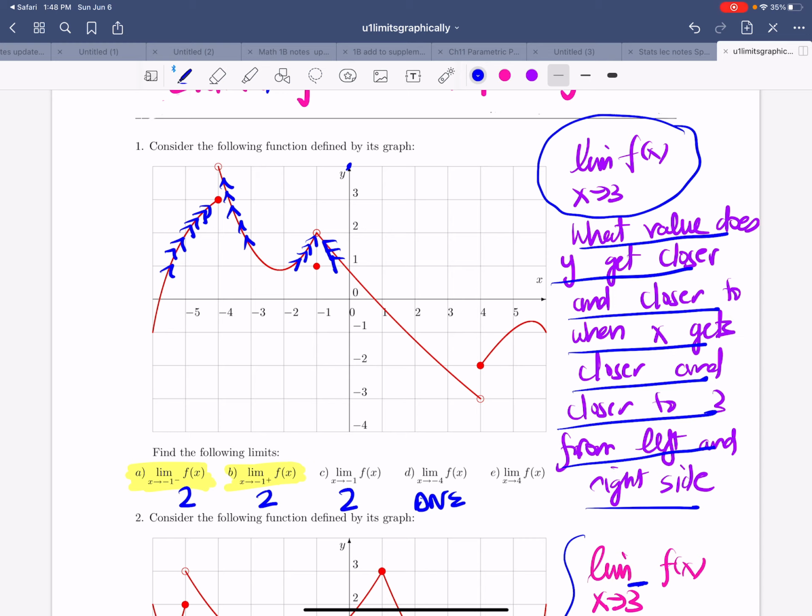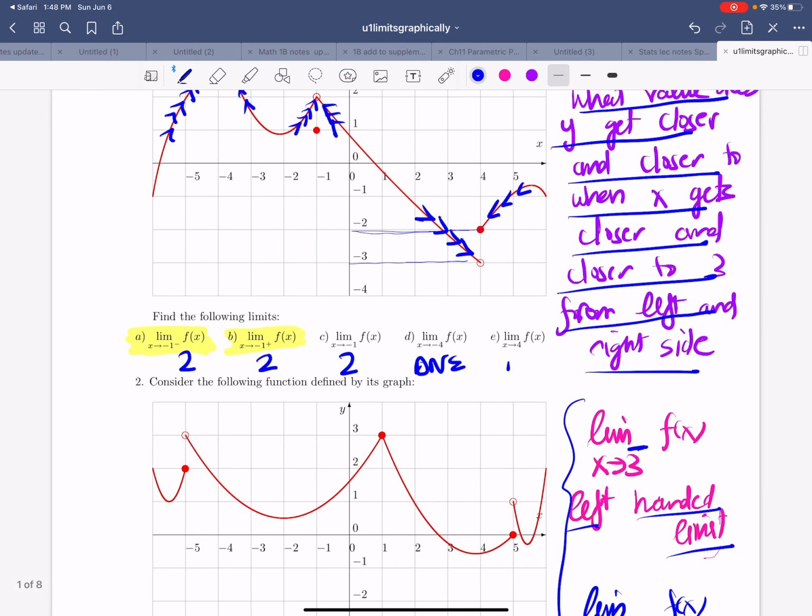Limit as x approaches 4 of f of x. When x is approaching 4 from the right hand side, the y value is getting closer to -2. When x is getting closer to 4 from the left hand side, the y value is getting closer to -3. Two different numbers, not the same number. So we would again say the limit does not exist. Let's check our next example.